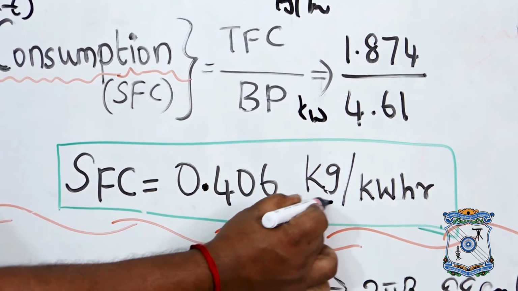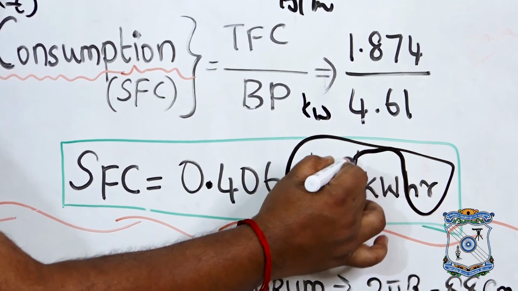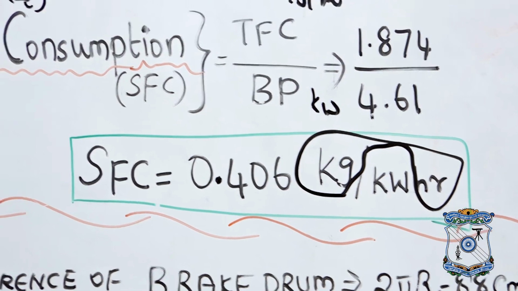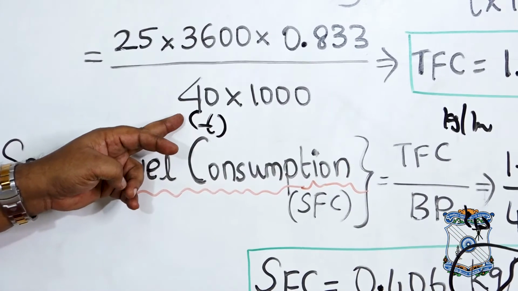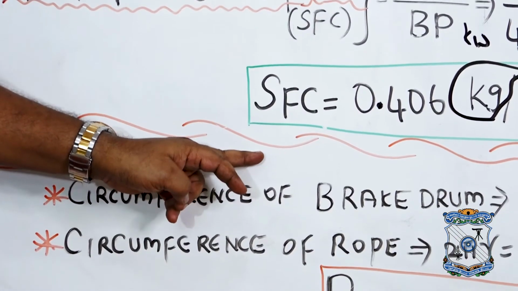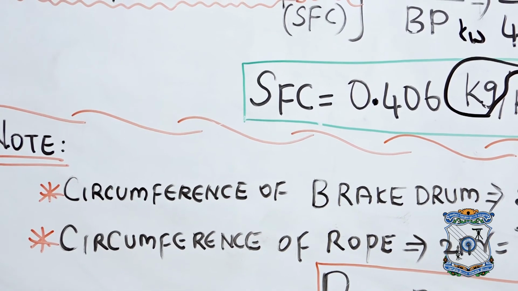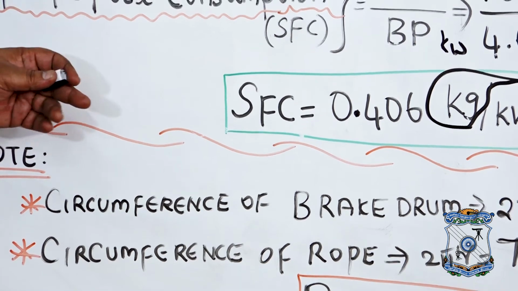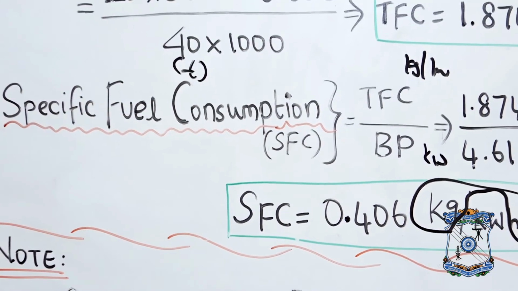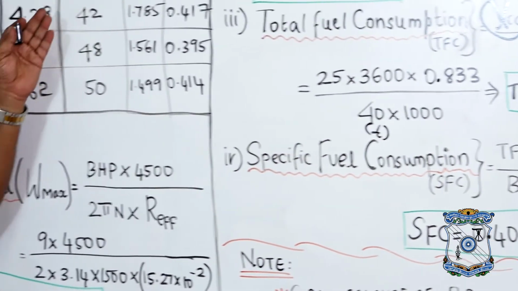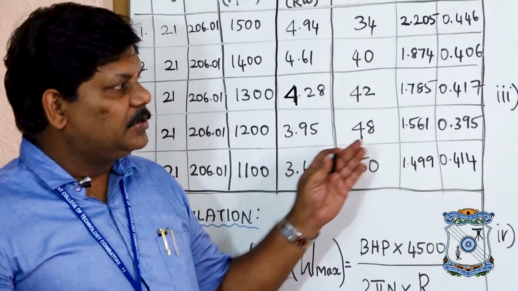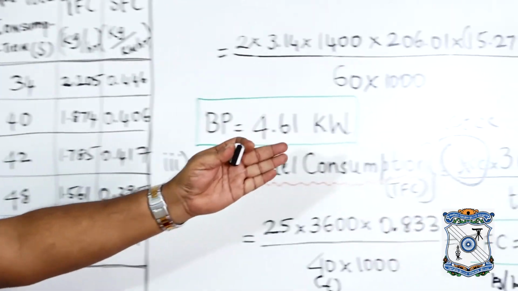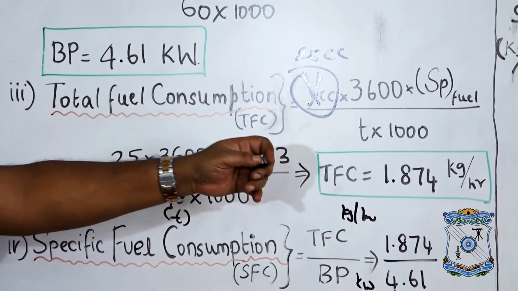So that is kilogram per hour for total fuel consumption and kilowatt for brake power. Now we have found the value of brake power, total fuel consumption and specific fuel consumption. Now you are going to find the economical speed. For that you have to draw the graph, and before that all these 5 sets of readings have to be completed using the same calculation.